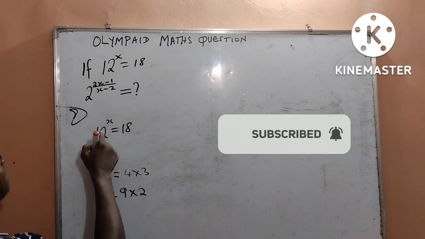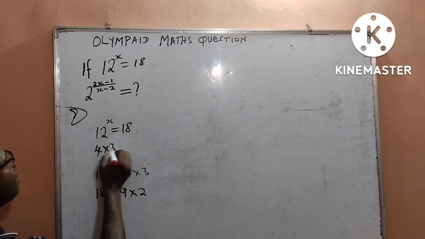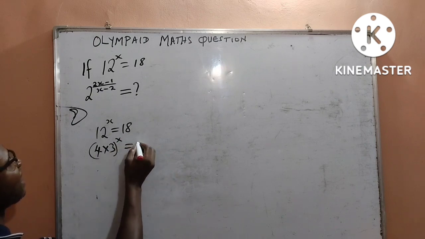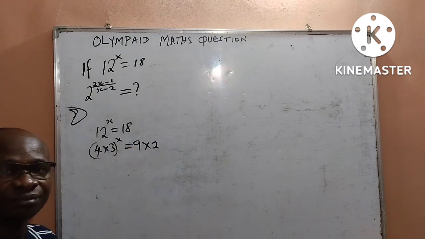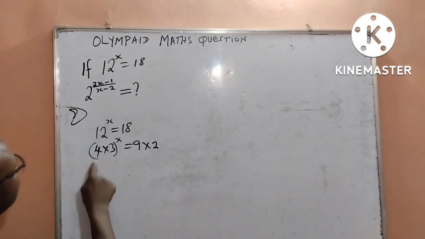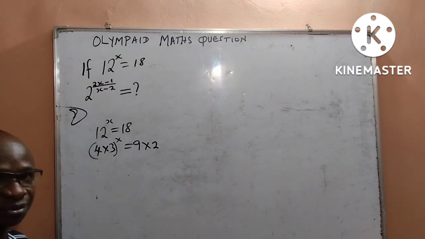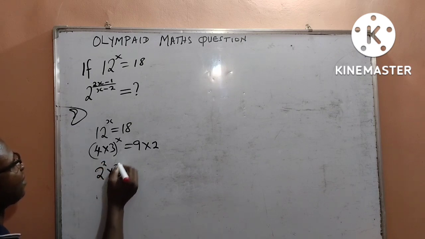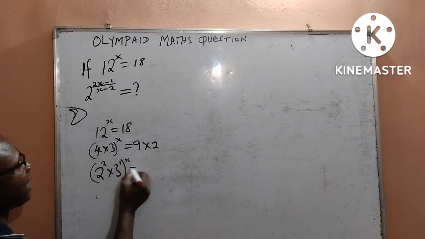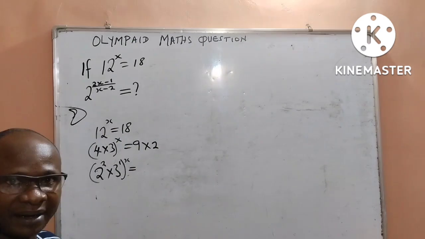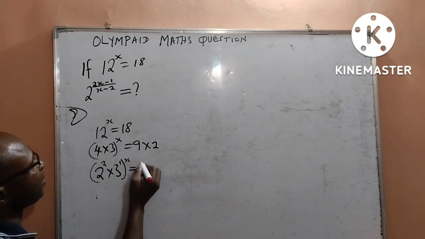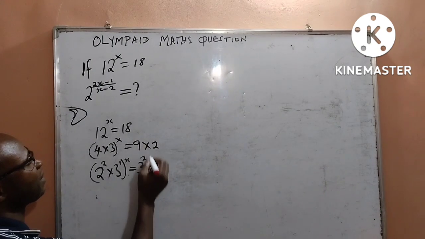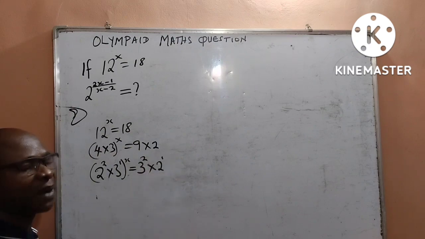Therefore, I will now write my 12 as 4 times 3, raised to the power x, equal to my 18, which will now be 9 times 2. See also with me that 4 can be written as 2 raised to the power 2 in index form. That is 2 raised to the power 2 multiplied by 3 raised to the power 1, everything raised to the power x. I can also write my 9 as 3 raised to the power 2 in index form. That means I shall have 3 raised to the power 2 multiplied by 2 raised to the power 1.